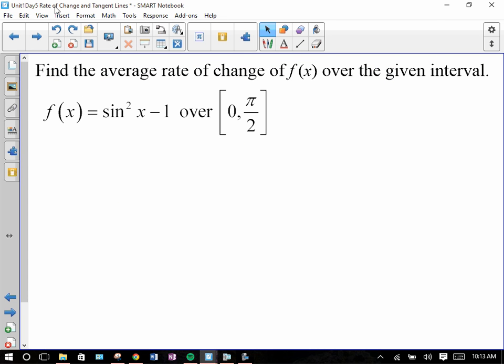Alright, so let's look at this. Let's actually find the average rate of change for an actual function. We don't know what this function looks like, but we know we have a function. We want to find the average rate of change over this interval, 0 to pi over 2. So, real quick, someone explain to me what is our equation for finding the average rate of change? That would be f of b minus f of a divided by b minus a.